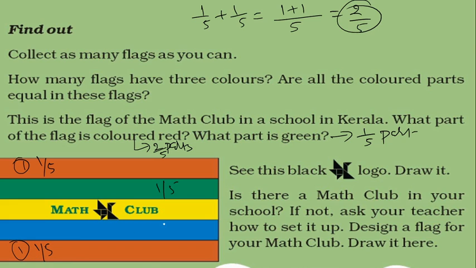You can write here 1 by 5th. Here 1 by 5th, but it is less than the 1 by 5th because of this black logo and this green color. That's why yellow is not equal to 1 by 5th, because of this black color logo and this green color. I hope all of you understand this.